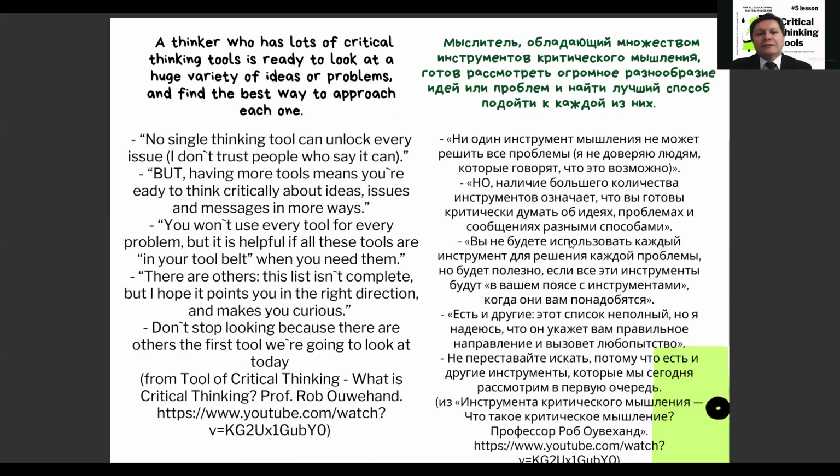A thinker who has lots of critical thinking tools is ready to look at a huge variety of ideas or problems and find the best way to approach each one. No single thinking tool can unlock every issue. I don't trust people who say it can, but having more tools means you're ready to think critically about ideas, issues, and messages in more ways. You won't use every tool for every problem, but it is helpful. All these tools are in your tool belt when you need them.